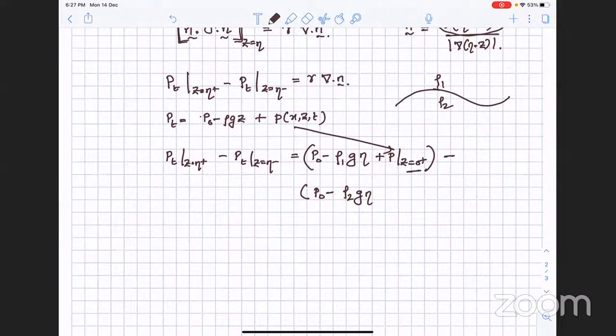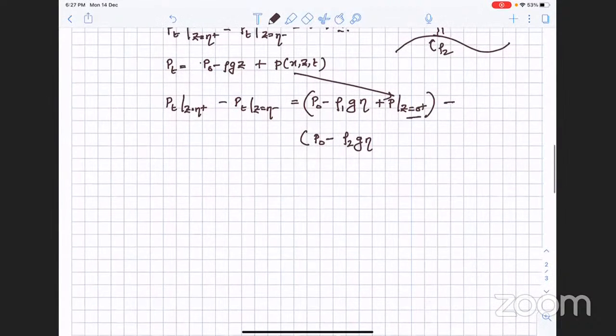So this is rho 1 g z, so z equals eta, and from the bottom side it is rho 2 g z. Just interrupt me if you are not following some of these parts. I'm just taking it step by step without making any approximation. If something still seems unclear, just ask me to pause. So then I have the perturbation pressure at z equals 0 minus. This is the pressure in the bottom region, and this is the pressure in the top region.